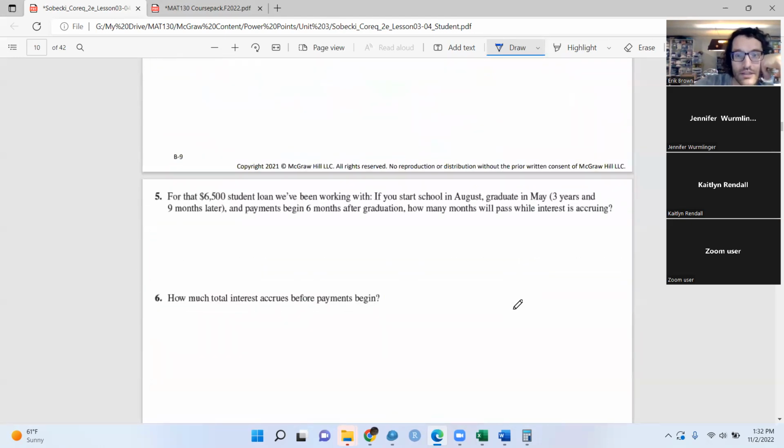So our next goal is to figure out how much money we would be charged in interest while we're in school. Your payments are deferred while you're in school, meaning you don't have to pay them. There's no penalty, no late payment charge, but the interest is still building as you stay in school. It's a simple interest rate, which is nice, instead of compound, so you're not being charged interest on top of interest.